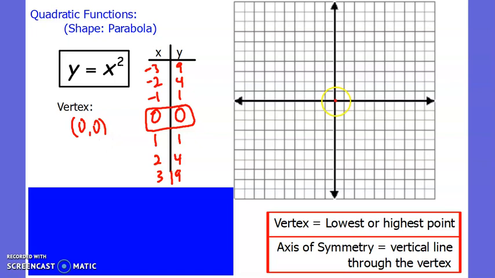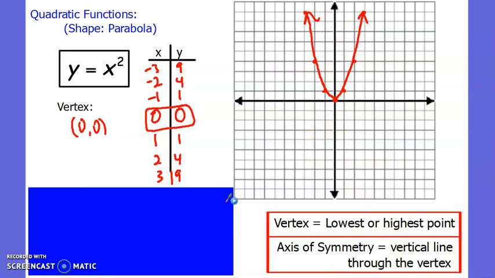So if I plot 0, 0 over here on my graph, I'm going to plot 1, 1, and 2, 4. I'm also going to plot -1, 1, and -2, 4. And again, I can go up to 9 for those other 2 points. And you'll see we get a nice parabola, right, curving at the bottom, but not a straight line anymore. We get that curve on our graph. Again, the lowest point being called the vertex, the axis of symmetry being that vertical line right through the vertex.